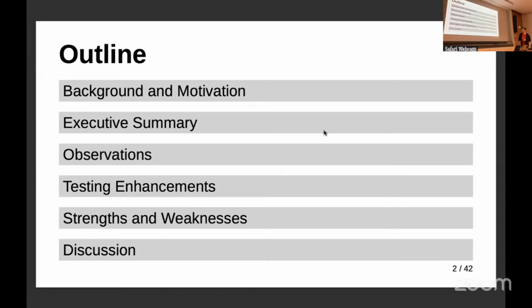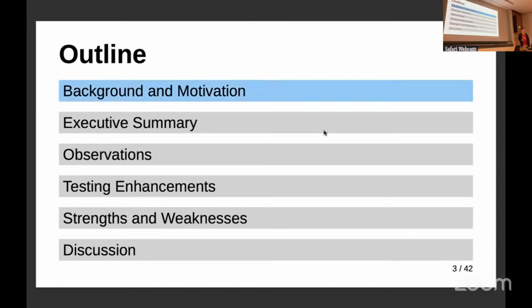Okay, so just a brief outline for what we're going to be discussing today. First, we're just going to look over some background on what silent data corruption actually is and what the motivation behind this paper was. Then we're going to see a brief executive summary of the structure of the paper. Then we're going to look in more detail at the observations that were made in the paper and some of the enhancements they proposed, based on their observations, to improve their testing strategy. Finally, we're going to look at some of the strengths and weaknesses of the paper, and at the end, we'll have a brief discussion.